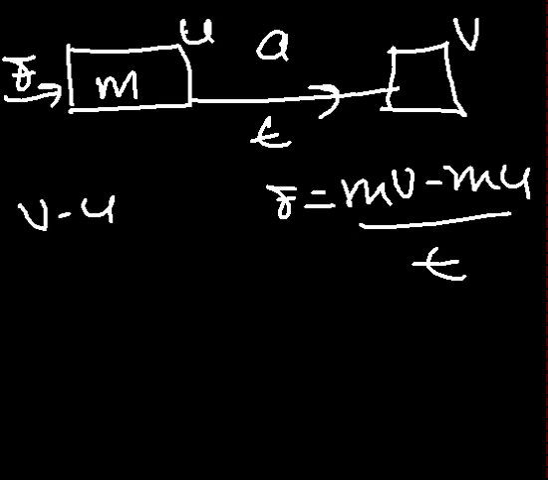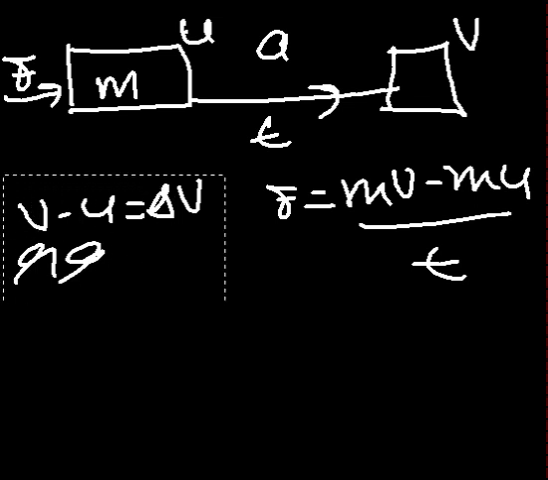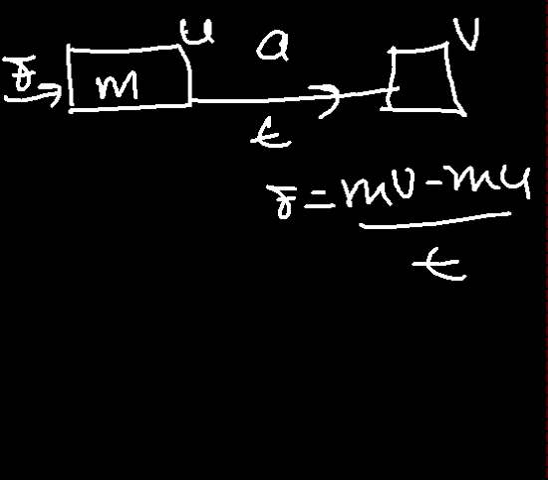V minus u is the change in velocity. That is the final velocity minus the initial velocity. And we know that the product of mass and velocity is said to be the momentum. Hence, this is now the change in momentum. We have the final momentum, and this is the initial momentum. So take note of that.